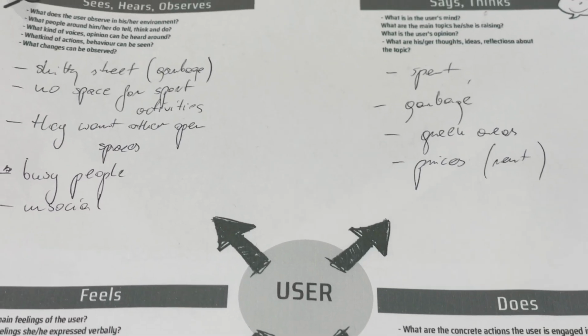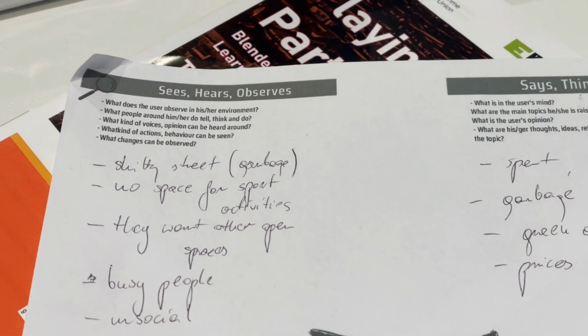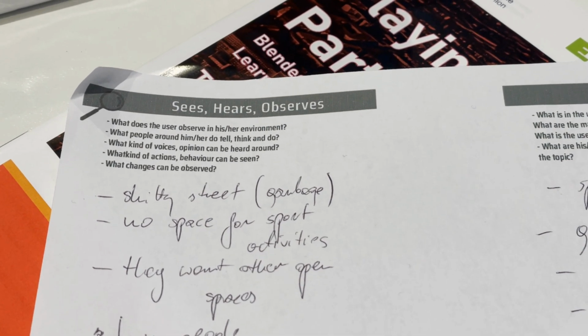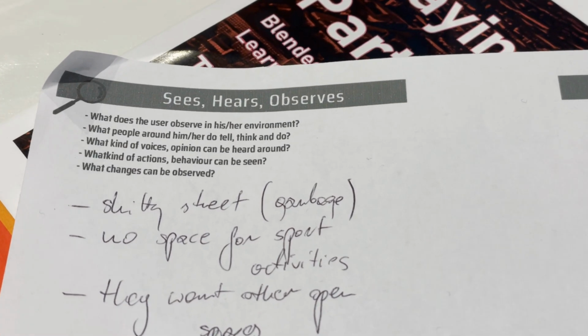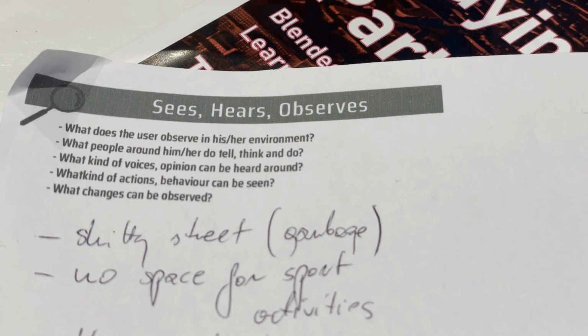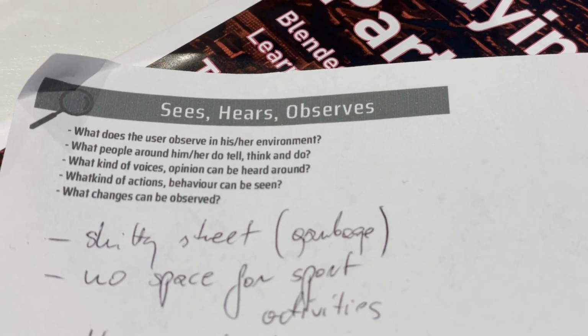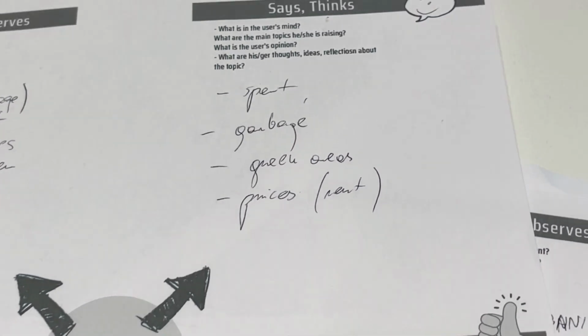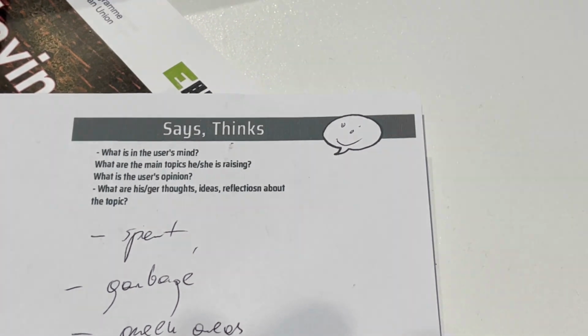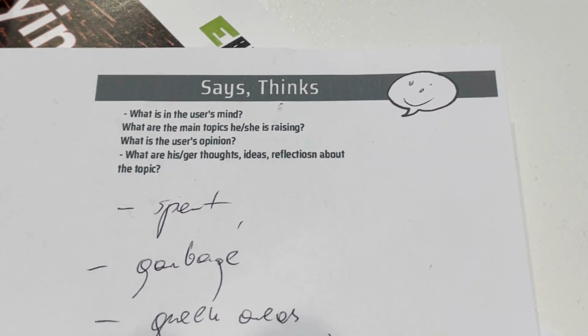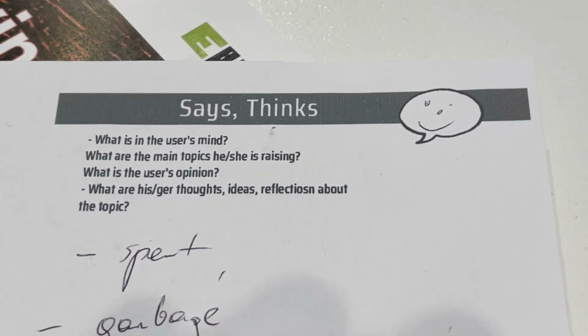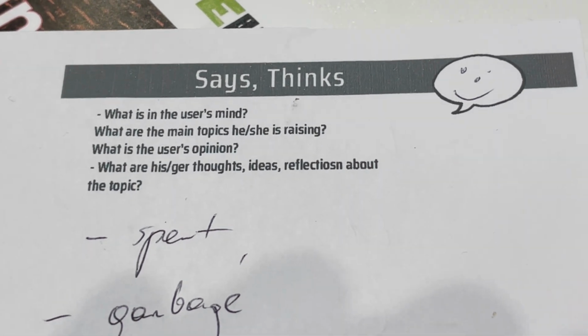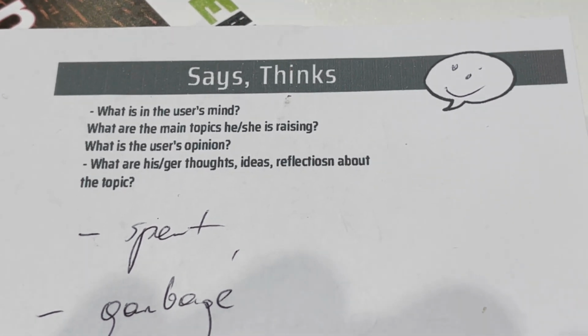The says quadrant contains what the user says out loud in an interview or some other usability study. Ideally, it contains verbal and direct quotes from the interview. The thinks quadrant captures what the user is thinking throughout the experience. Ask yourself, what goes through the user's thoughts? What matters to the user? It is possible to have the same content in both says and thinks.